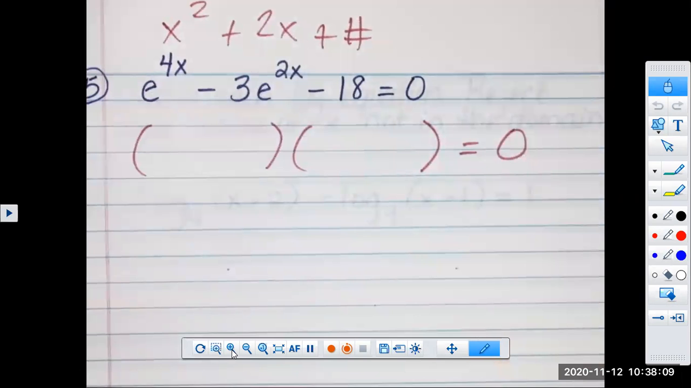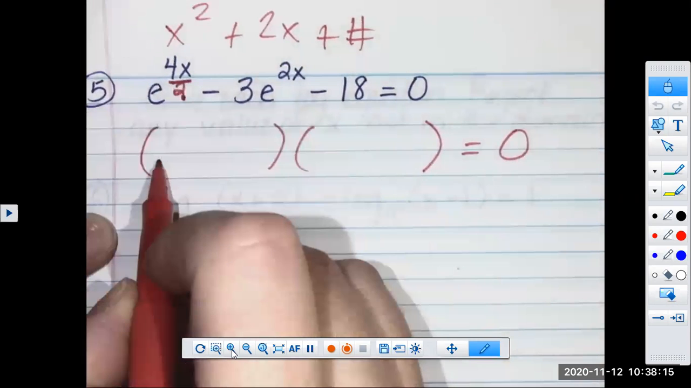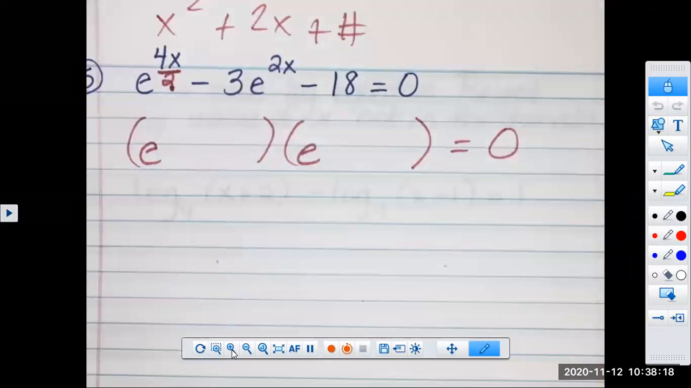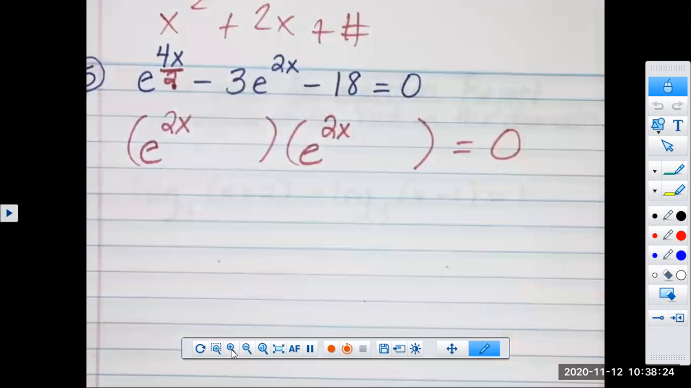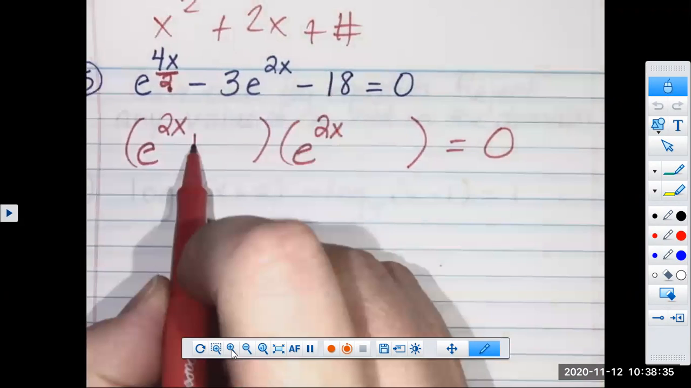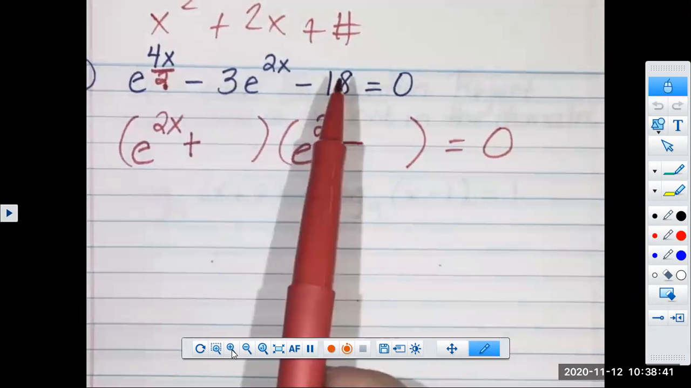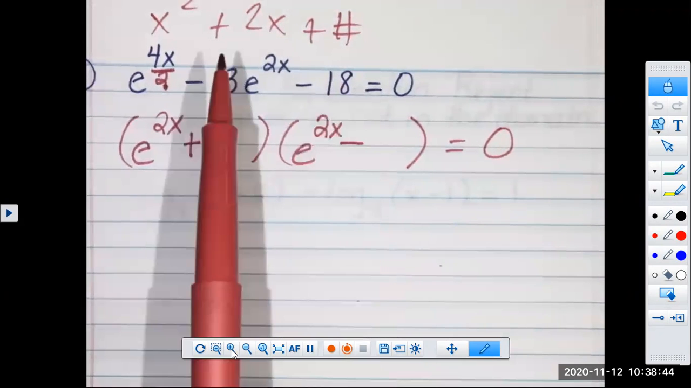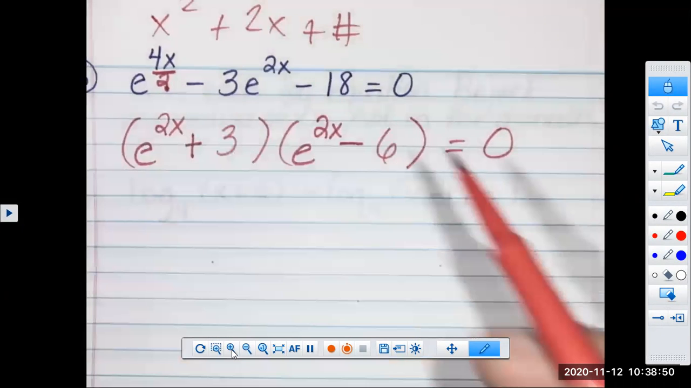So for this problem, you're simply going to divide this exponent by 2, and that will be your exponent of e in the front. So if I divide 4x by 2, I get 2x. Same thing as when you factored trinomials forever. This last sign is minus, so both of these signs will be different, plus minus. You're looking for two numbers that multiply to 18 that will subtract to 3. And so you've got -6 and +3.